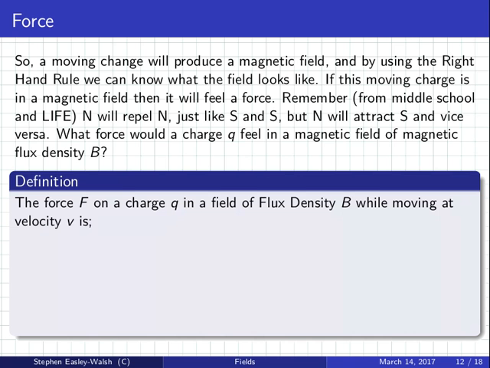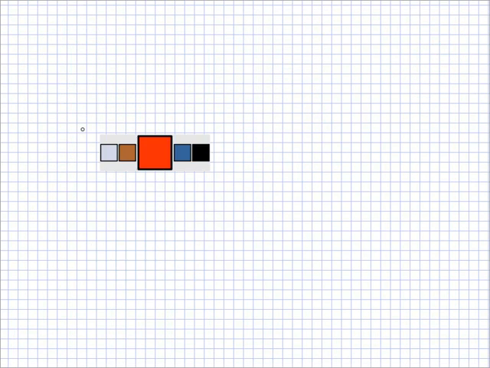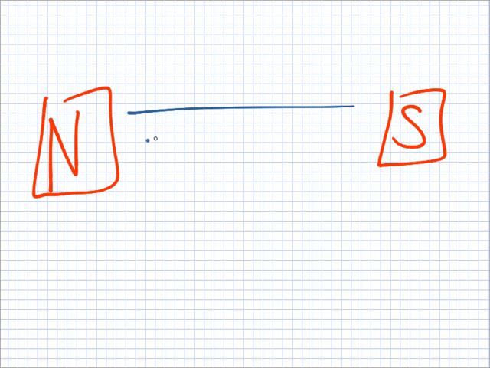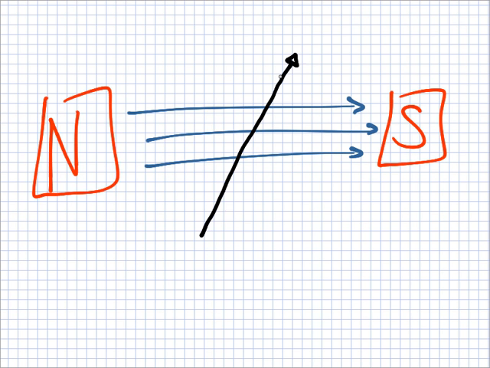Anyway, the force F on a charge Q in a field of flux density B while moving at velocity V is, so I'll just draw that. Let's say you have a big magnet here, north, south, going like this. And then you have a charge going across like this, let's say a little proton or something.